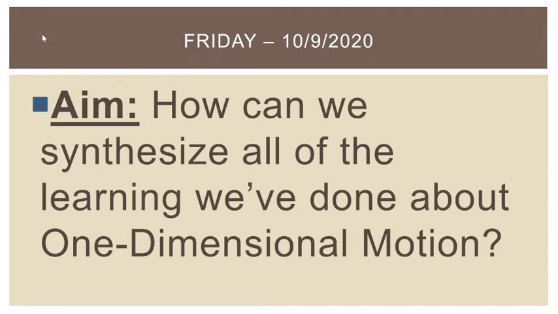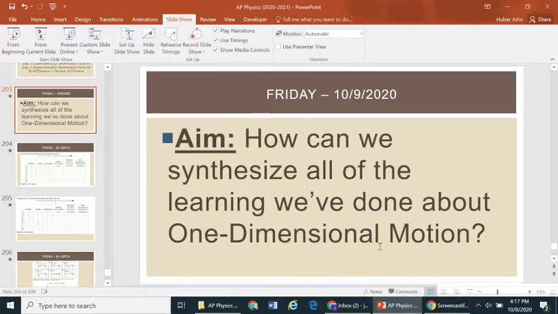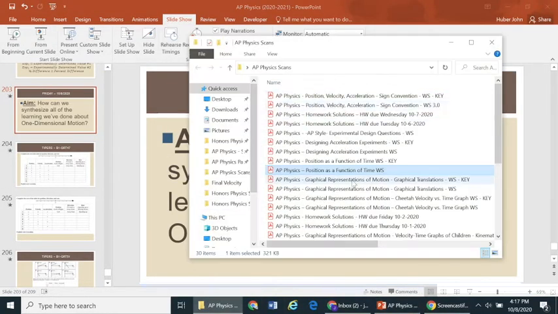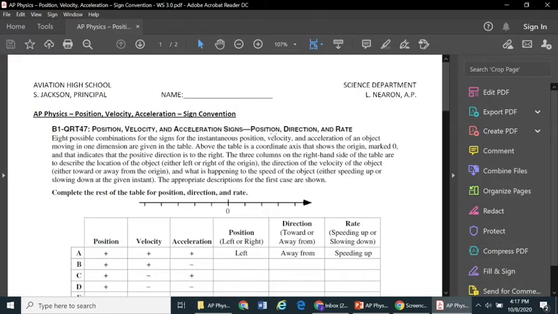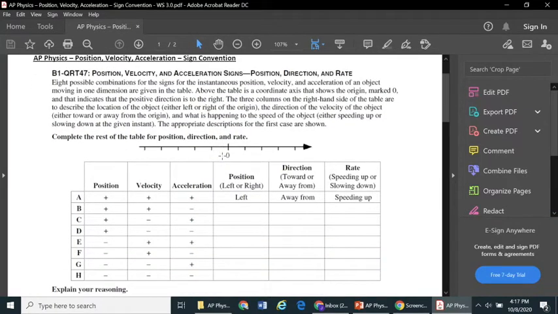If you go to the Google Classroom page, you will see a PDF which is called Position, Velocity, Acceleration, Sign Convention. I'd like you to go ahead and open that up, and we're going to start here with the first one on this sheet, which is B1QRT47.